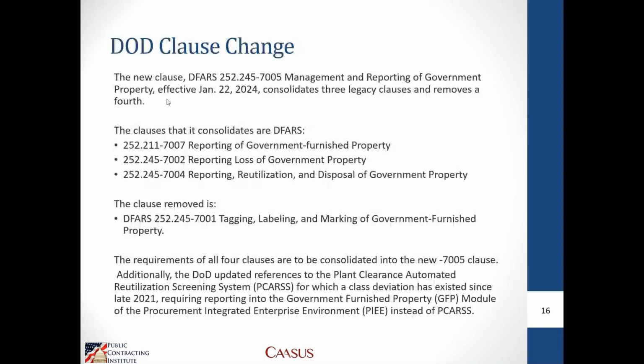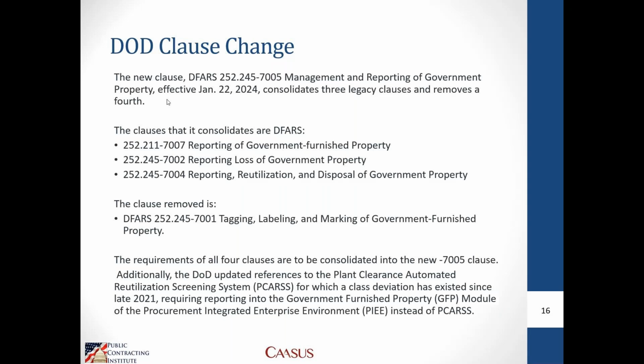So we talked about some FAR clauses. For those of you that operate within the DoD space, so whether it's Army, Navy, Air Force, DHS, Health and Human Services within the Department of Defense, any of those sub-agencies, there's been changes as of January of 2024 to the government property clauses that you would ordinarily see in your government contracts. There's a new clause that was issued, and it's effective as of January 22nd, 2024, and it's management and reporting of government property.